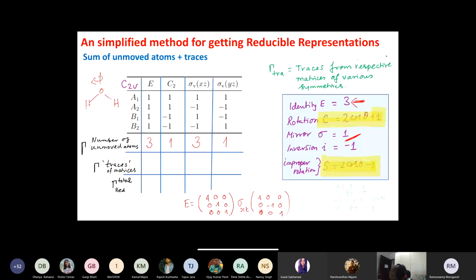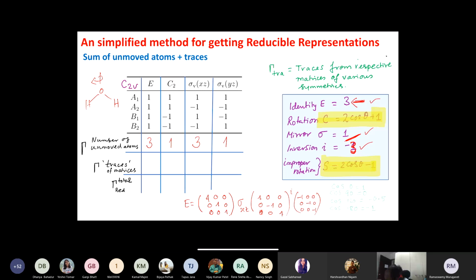The trace for a mirror plane is 1. For inversion, the matrix for I would be minus 1 0 0, 0 minus 1 0, 0 0 minus 1. So the sum is minus 1 plus minus 1 plus minus 1, which is equal to minus 3. I think I made a mistake here. It should be minus 3. For inversion, the trace is minus 3. Okay, these three are done.